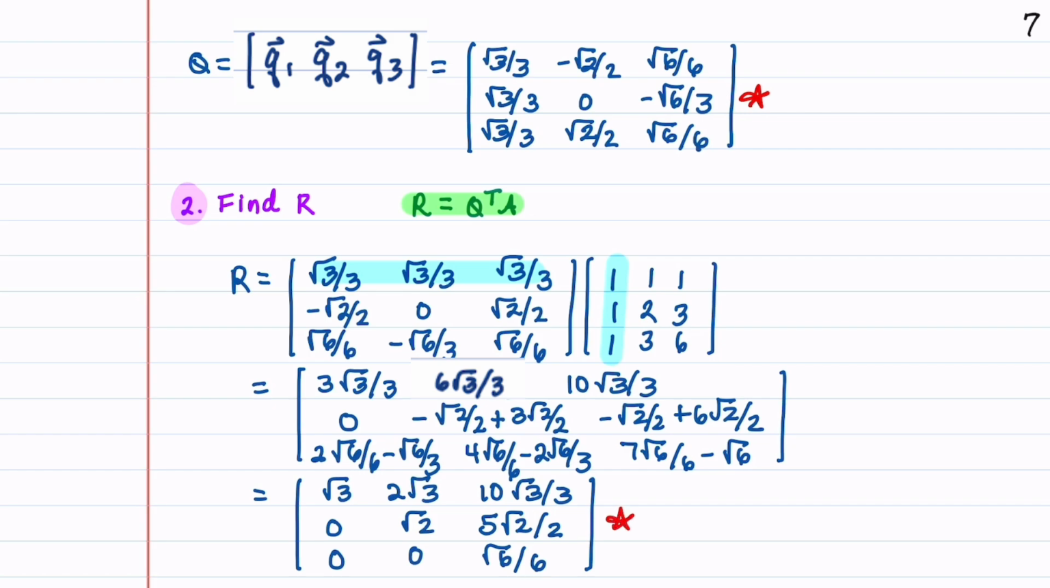Notice that R is an upper triangular matrix. It's always good to check that. If you find that R is not an upper triangular matrix, that means that there's a mistake somewhere in your calculation, and you can just go back and find where you made that mistake.